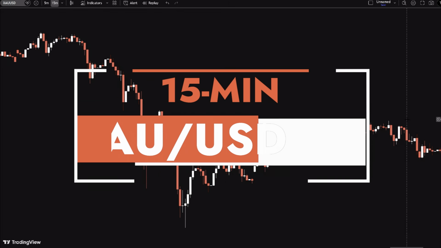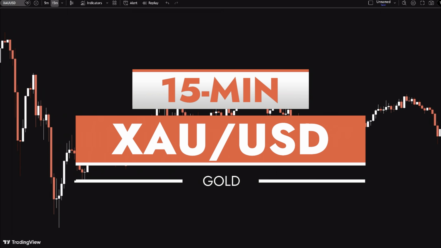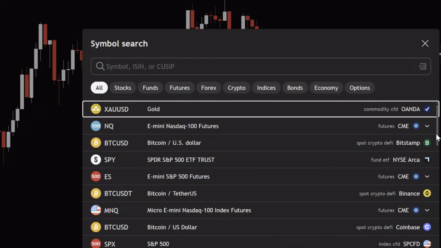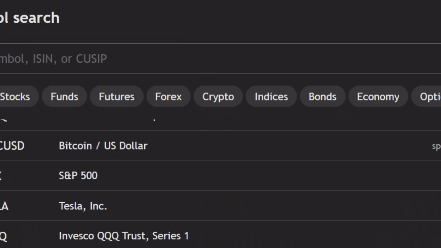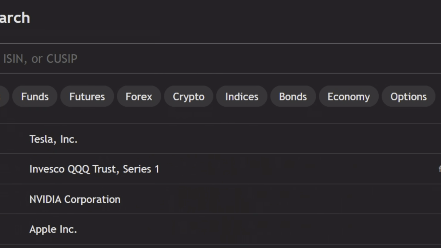We're working on gold, XAUUSD, the 15-minute time frame. Gold, one of the most manipulated, stop-loss hunting arenas in the entire financial market. But here's the deal, this setup works on any market, any time frame. Gold just makes it obvious when you're wrong.